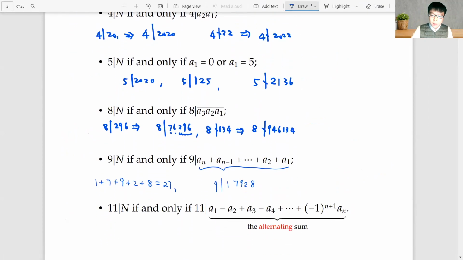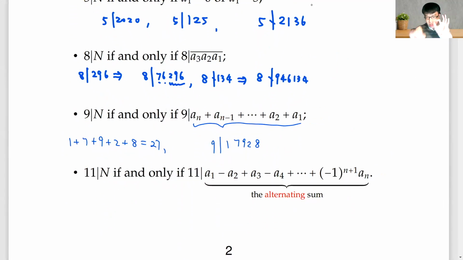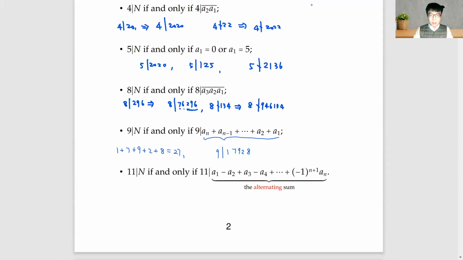Divisibility test for 11: we consider the sum, but we change the sign. We start from A1 minus A2 plus A3 minus A4 plus A5 and so on, up to the beginning digit. The sign alternates, so we call it the alternating sum. Let me give you an example.